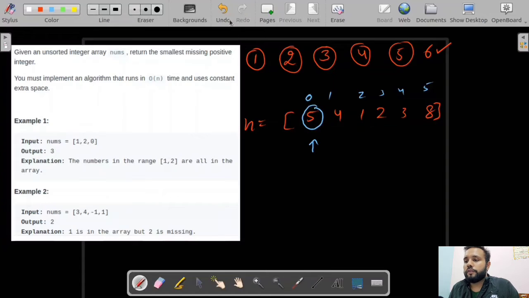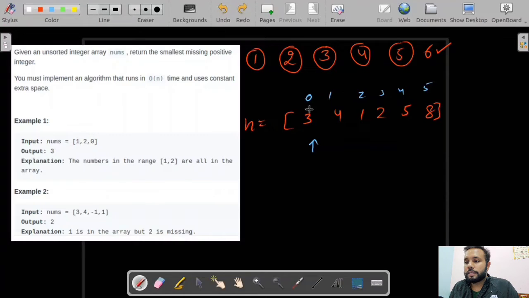Index 0 has number 5, it belongs to index 4, so let's just swap these numbers. Okay, 5 and 3, let's swap it. 3 is here, 5 is here. So in this operation, what we did, we placed number 5 at its position where it needs to be if this array is sorted. We placed one number at its exact position.